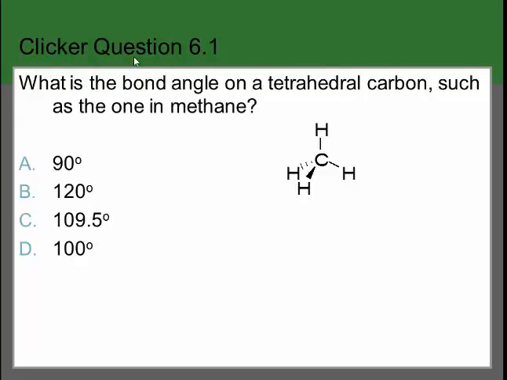Clicker question 6.1. This one could have been answered in previous chapters when we discussed molecular geometry. What is the bond angle on a tetrahedral carbon, such as the one shown here in methane? So here we need to remember the bond angle for tetrahedral atoms. It doesn't really matter that it's carbon in methane, just that it's a tetrahedral molecular geometry. And so that bond angle, of course, is 109.5.